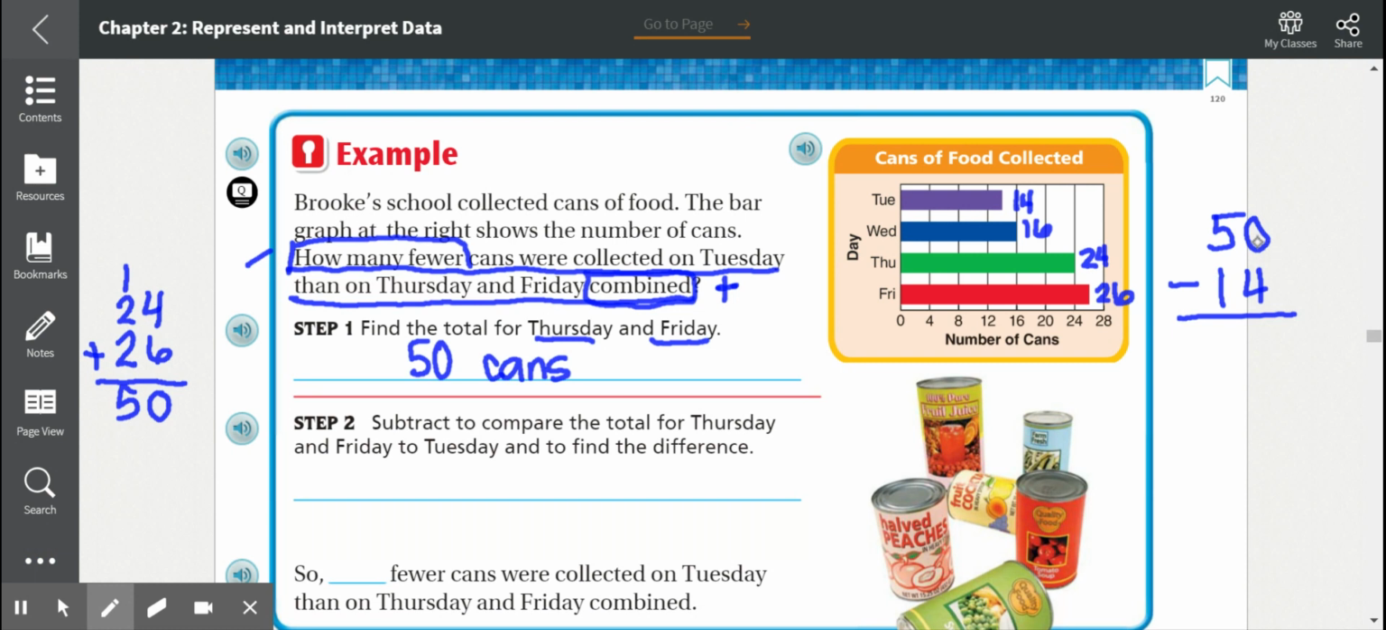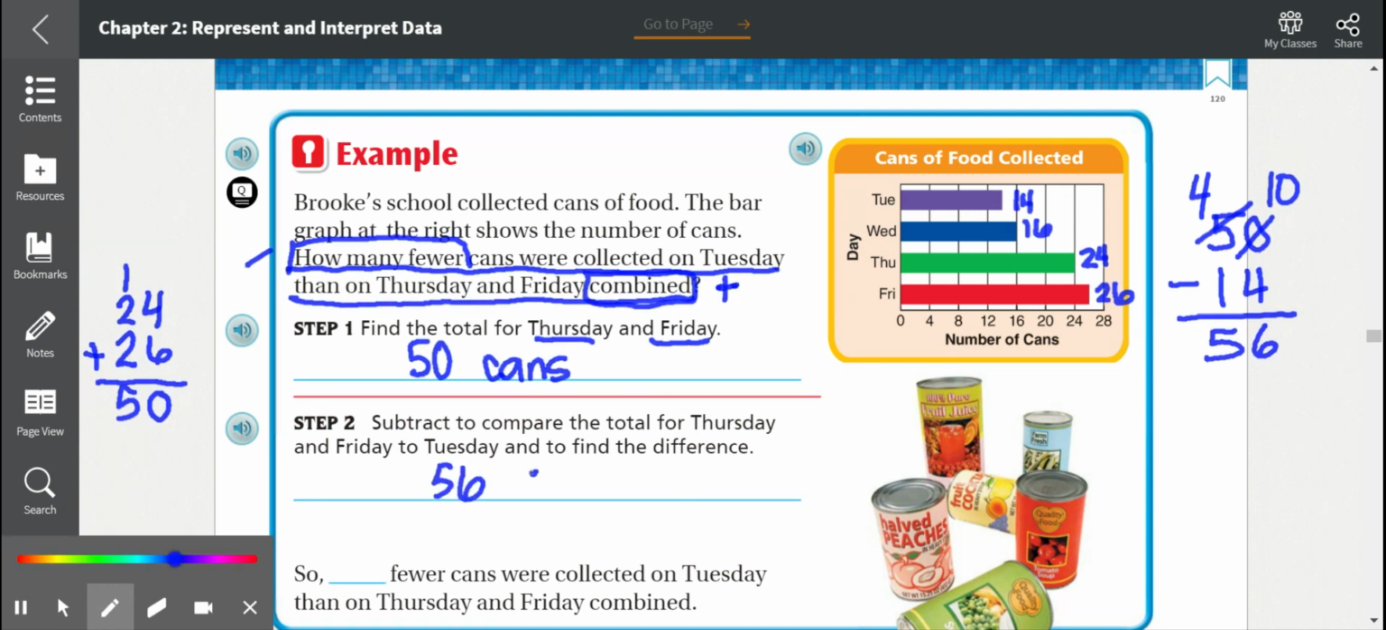Okay, now we subtract 0 minus 4. We need to regroup. Cross out the 5, make it a 4. Now the 0 is a 10. 10 minus 4 is 6. 4 minus 1 is 5. So 56 cans. So here's our answer. So 56 fewer cans were collected.